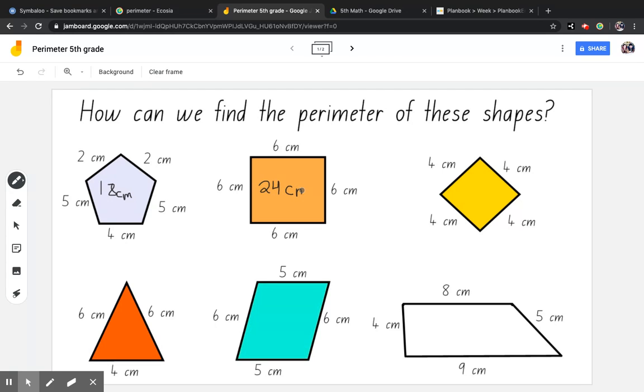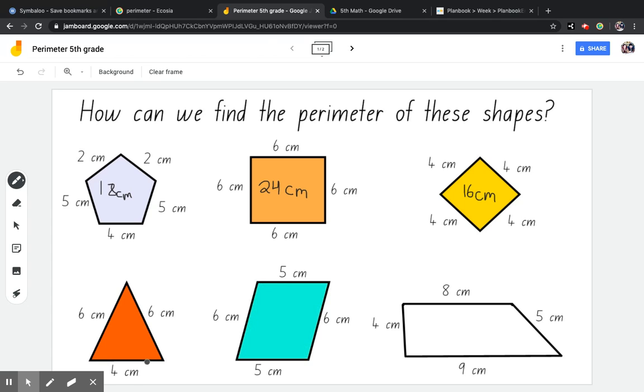All right, let's do this rhombus. Well, 4, 4, 4, and 4, same thing, you could say 4 times 4 or add them all together. So I have 8 and 8, which makes 16, or 4 times 4, which equals 16. So you can only add them, you usually just use multiplication when you have the sides the same.